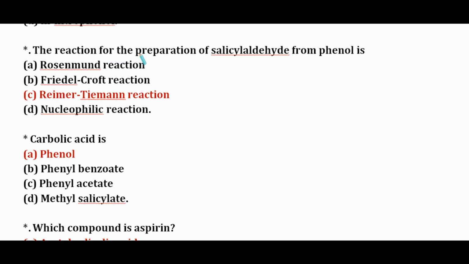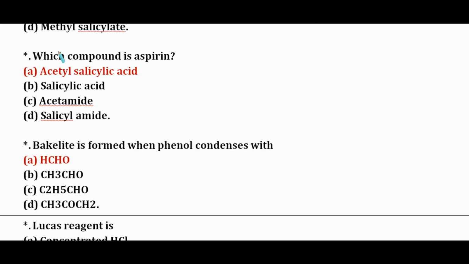The reaction for the preparation of salicylaldehyde from phenol is Riemann-Tiemann reaction. Carbolic acid is phenol. Which compound is aspirin? Acetyl salicylic acid is known as aspirin. Bakelite is formed when phenol condenses with formaldehyde, HCHO.